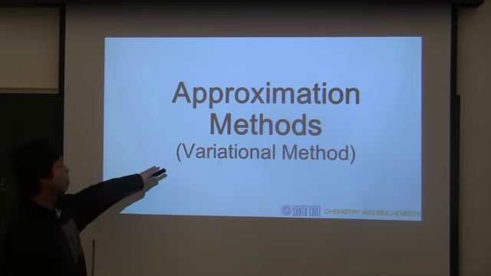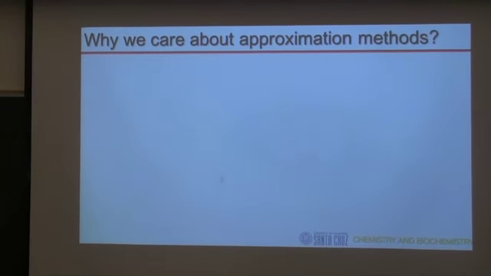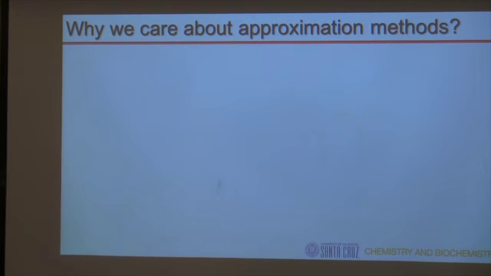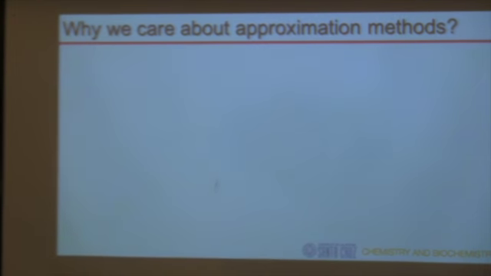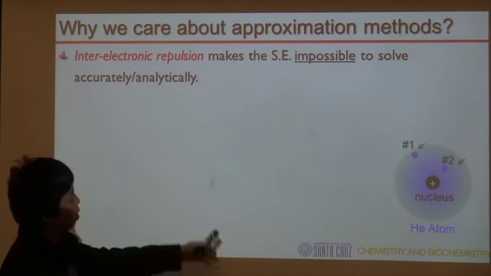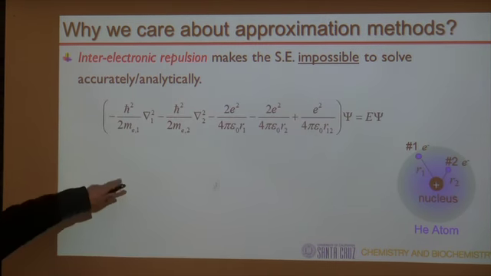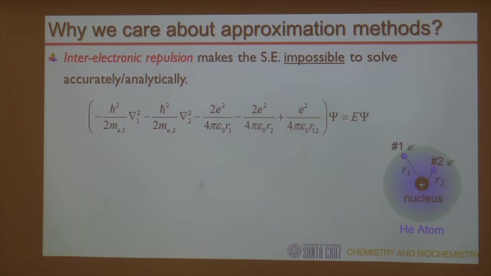So chapter 8 talks about the variational method, or approximation method. And why do we care about approximation methods? The reason is something you saw before. For example, if we consider spin-orbit coupling, or if we consider the magnetic interactions, it's impossible for us to solve the Schrodinger equation analytically. And the same thing for helium atoms as well. For helium atoms, our textbook says the inter-electronic repulsion terms make this Schrodinger equation impossible to solve.